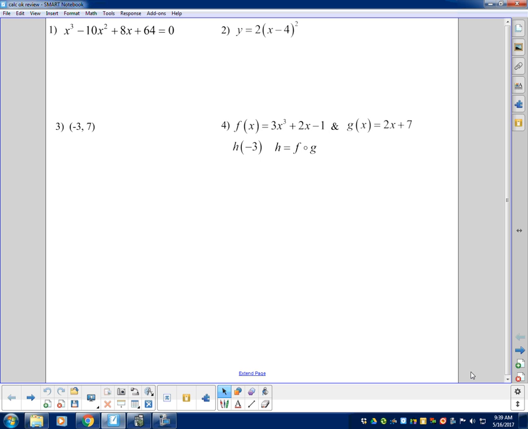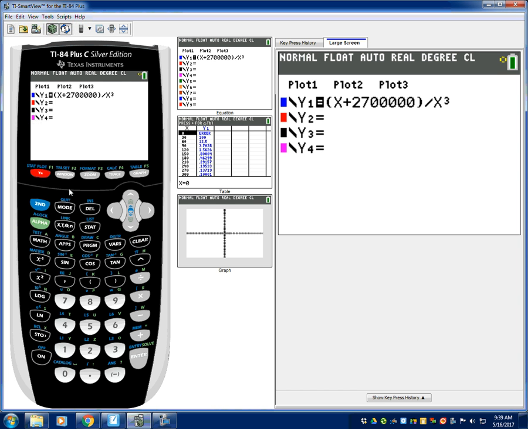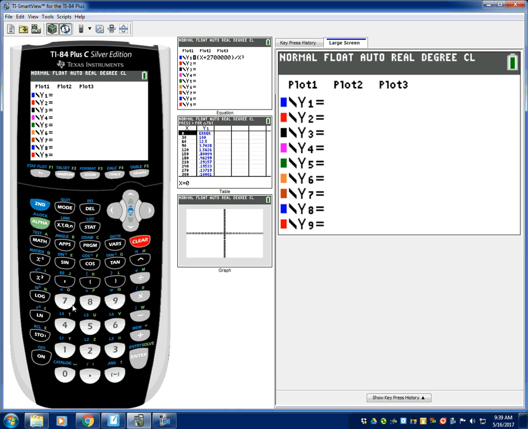What I'm asking you to do is go over to your calculator and go ahead and put that polynomial into the y equals menu. So we have x to the third minus 10x squared plus 8x plus 64. So you enter that in.